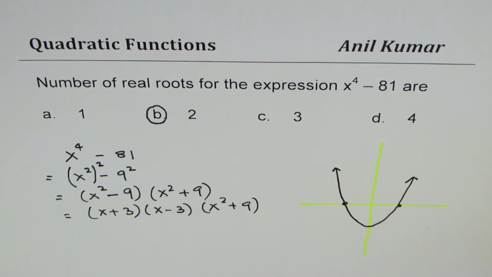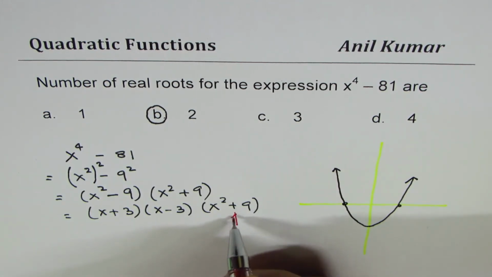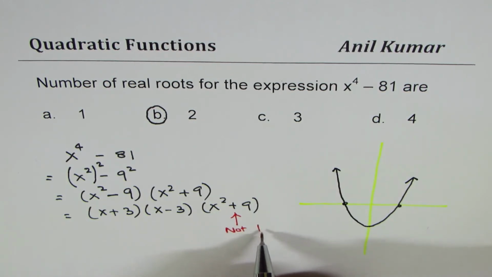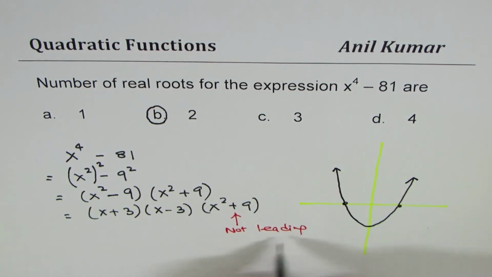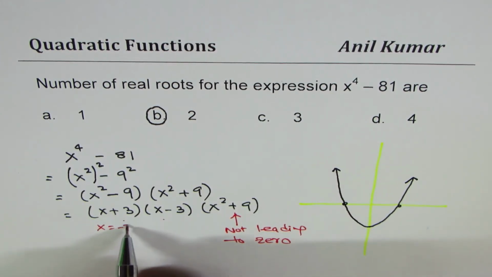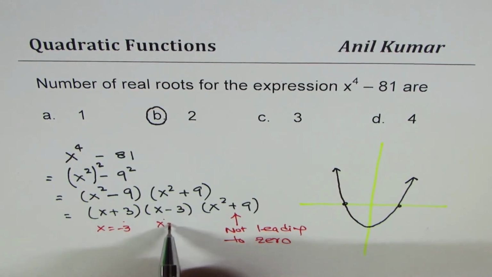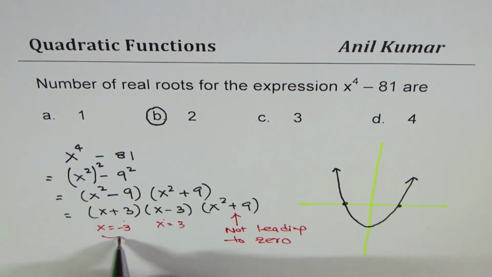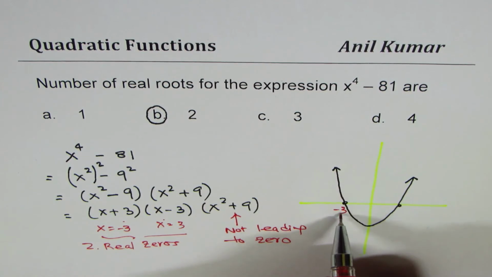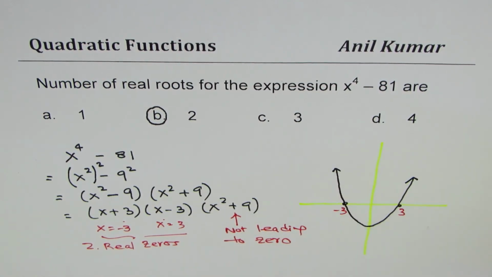As you can see, x squared plus 9 is never 0. This is not leading to 0, right? However, at x equals to minus 3, we have a 0, x equals to plus 3, we have a 0, right? So these are the two real zeros. So we have two real zeros which are at minus 3 and plus 3.